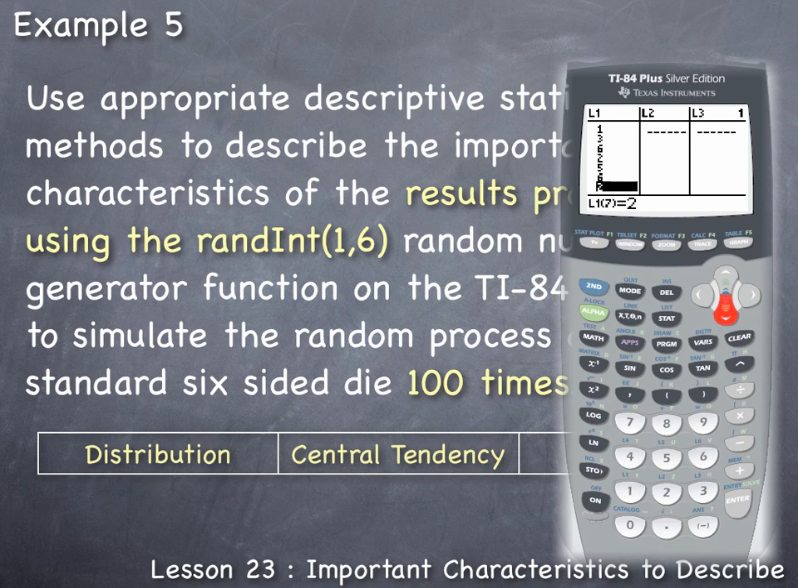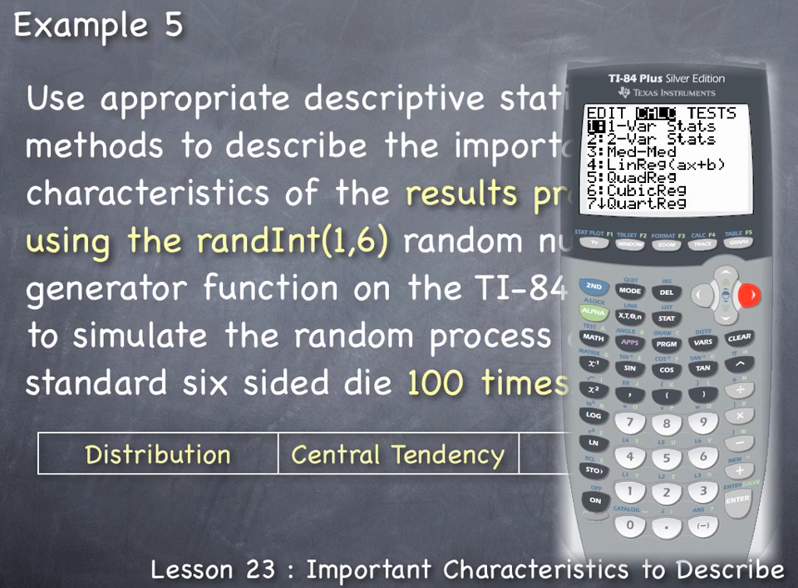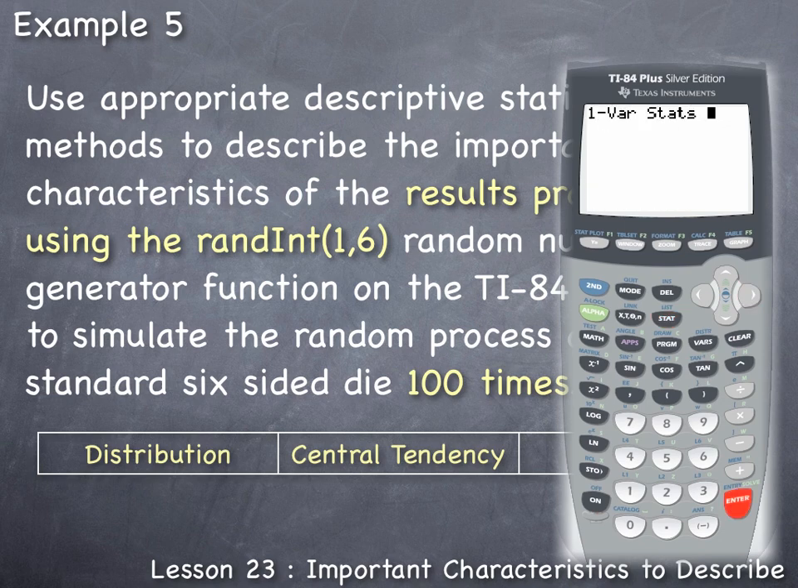To calculate the descriptive statistics for this data, we could press Stat, right arrow to the Calculate menu, press Enter to select the 1-Var Stats command, and then the list we put the data in was list 1, so second 1, brings up L1. Pressing enter, we see that the mean x bar is 3.47 and the sample standard deviation Sx is 1.79 and n equals 100, meaning they did this process 100 times.